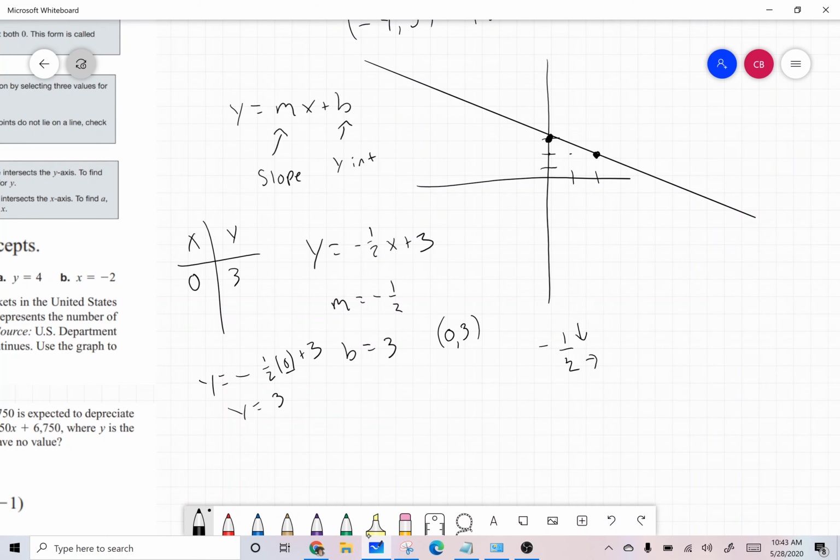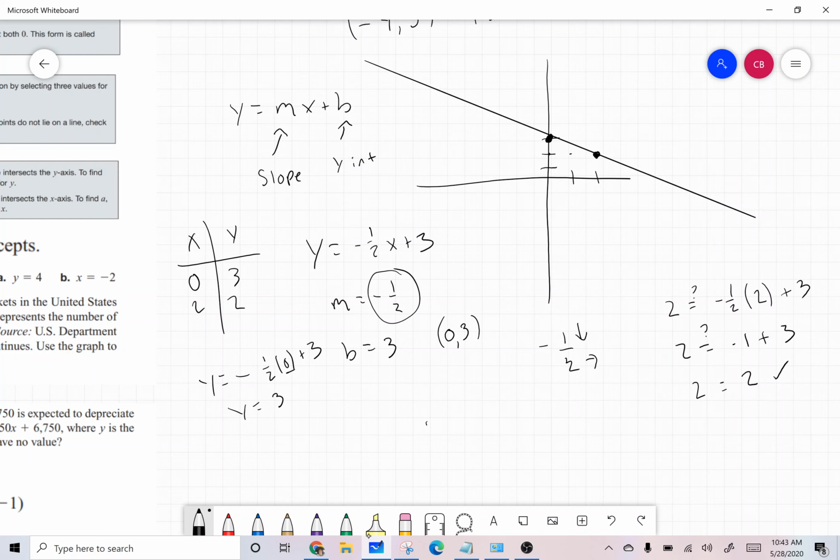So if I plug 2, 2 in for this, we have 2 is equal to, with question mark, negative 1 half times 2 plus 3. 2 is equal to negative 1 plus 3, or 2 is equal to 2. Okay, so now we know 2, 2 is a solution, and so that point is right. So we can follow this.